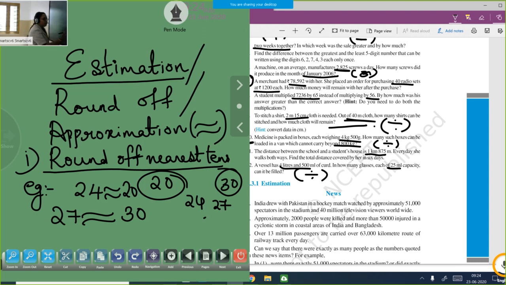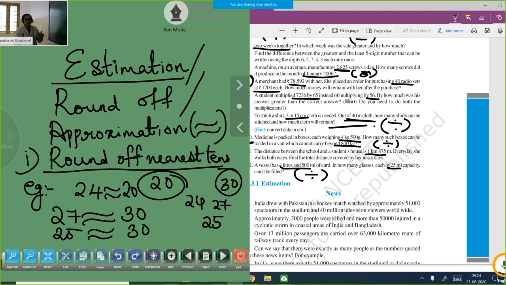But if it is 25, 25 is the exact middle of 20 and 30. Then how will you write the estimation of 25? Then we will take the bigger tens, the bigger number only. If it is exactly in the middle, we will take the bigger number. So 25 is also nearest to 30, we will say. We will not say 20. This is the way we are estimating round off nearest to tens.